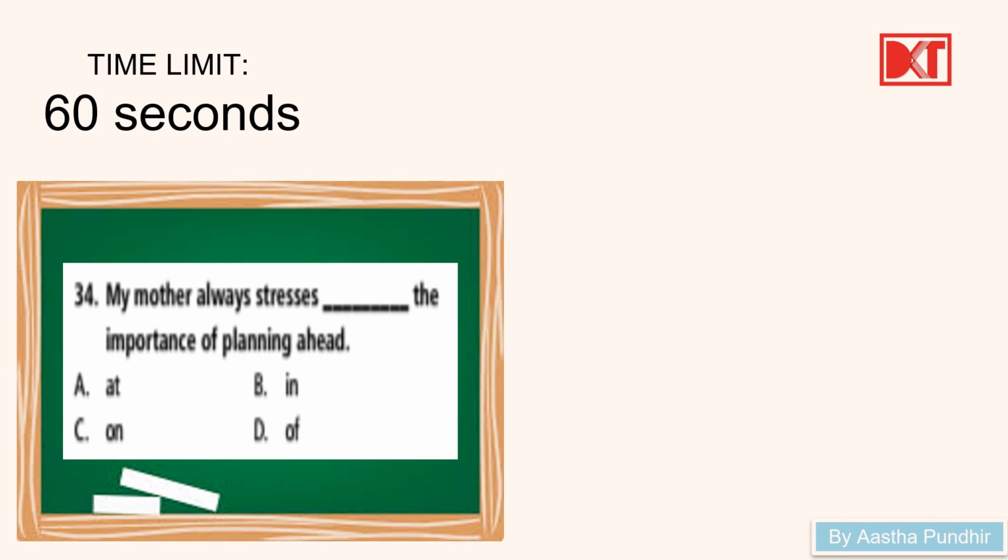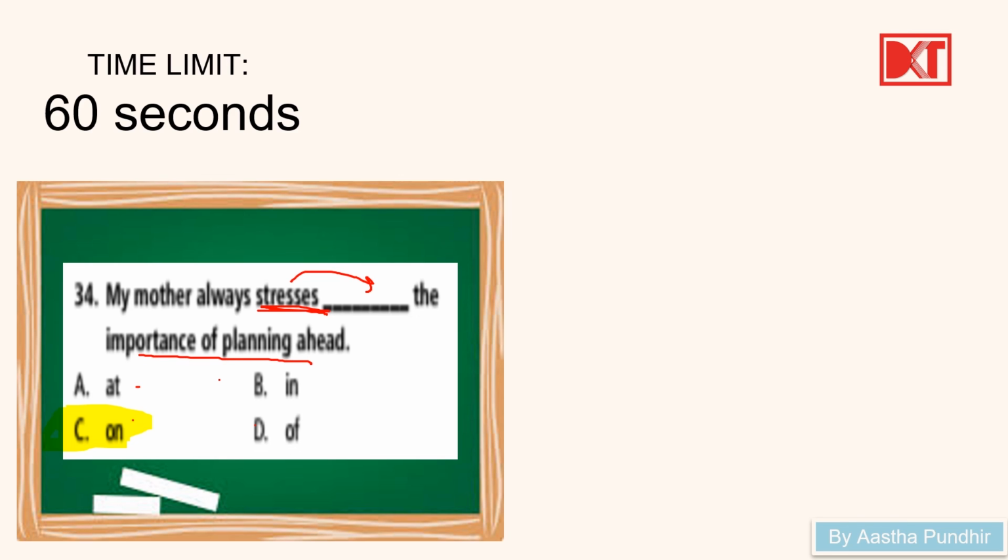Okay, next, my mother always stresses dash the importance of planning ahead. Stresses at, stresses in, stresses on, or stresses off. Here, the correct answer is stresses on. My mother always stresses on the importance of planning ahead. Now here we are using on because we're talking about the state of something, which means the stress is on what? Like on what state? It is on the importance of planning ahead.